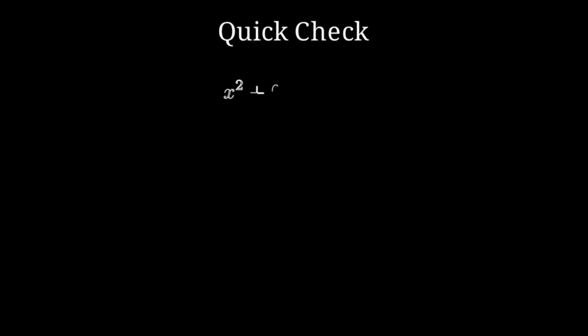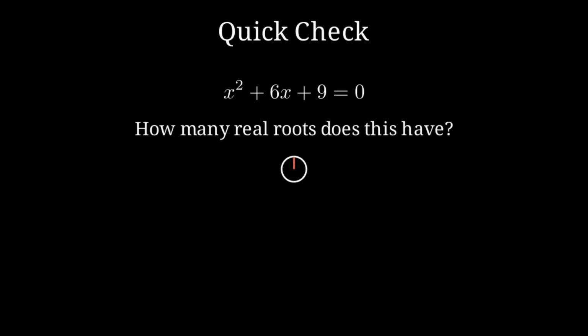Let's try a quick check. For the equation x squared plus 6x plus 9, calculate the discriminant. Since 6 squared is 36 and 4 times 1 times 9 is 36, the discriminant is 0. This means it has exactly one real root.